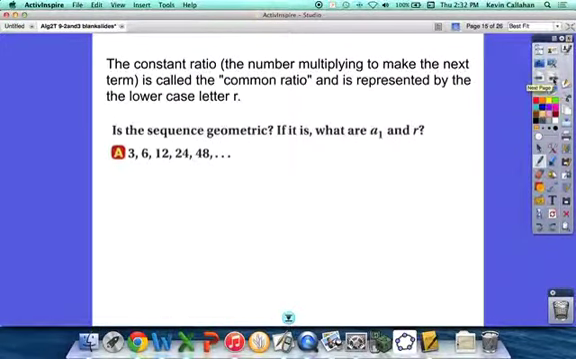Okay, if it's geometric, that constant ratio is called the common ratio, and it goes by the lowercase letter r. So for arithmetic, you've got d. For geometric, you've got r.